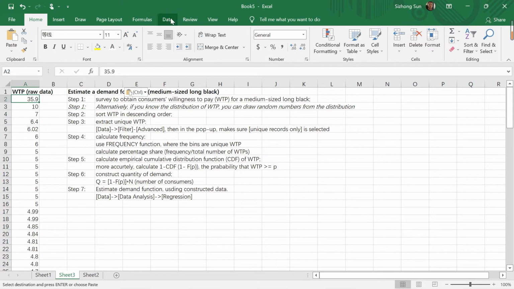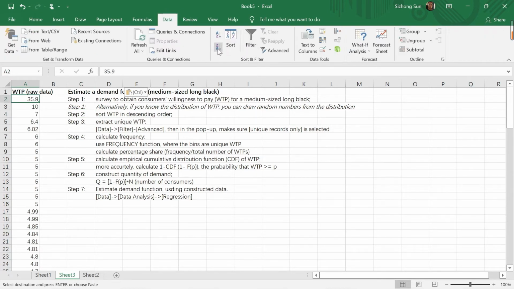Click data, sort from Z to A. Okay, it's already in descending order now. Step 3, extract unit WTP. If we look at this WTP data, we see that there could be different persons who have the same willingness to pay for the coffees, right? For example, 1, 2, 3, 4, 5, 6, 7, 8 persons are willing to pay $5 for this coffee. So let's extract unit values of this WTP.